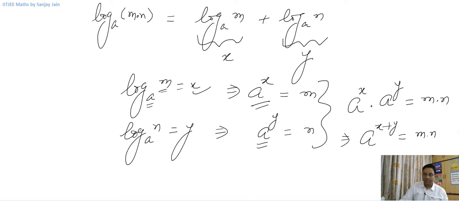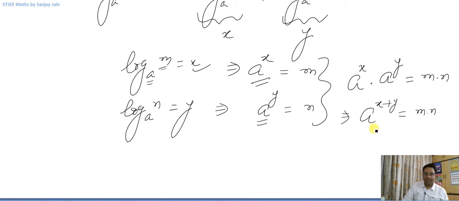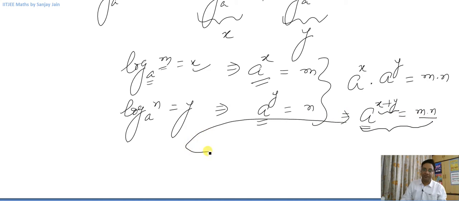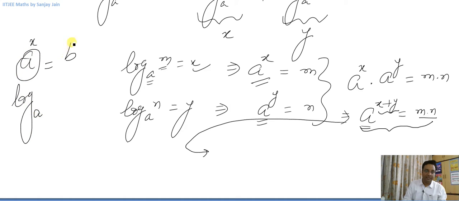Now again I'll use the basic definition. Here it is written in exponential form, right? A raised to power something is equal to something. So what can I say in the language of log? See, in the beginning we said a raised to power x is equal to b. So what did we say? That log, this a will go into the base, this is the argument and this is the result. So log b to the base a was x, or in other words we said, to what power should I raise a to get b?